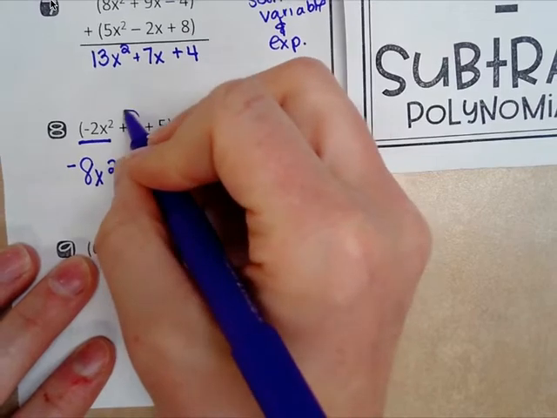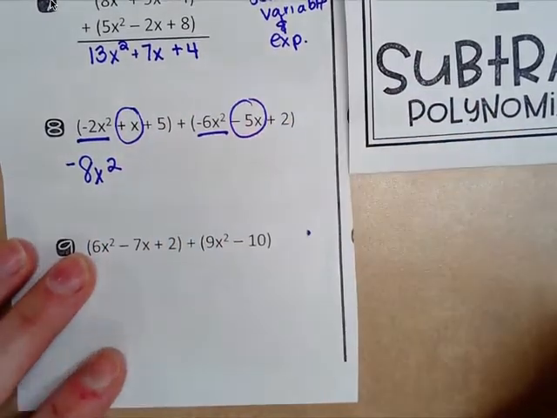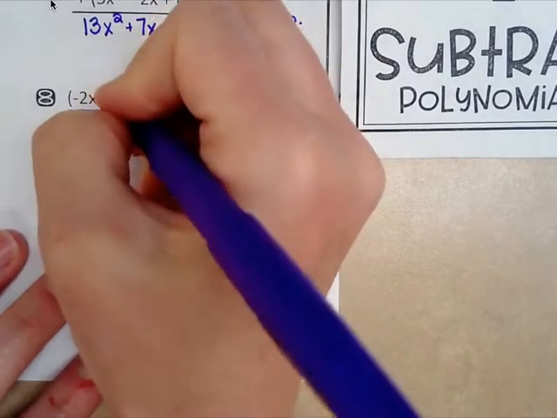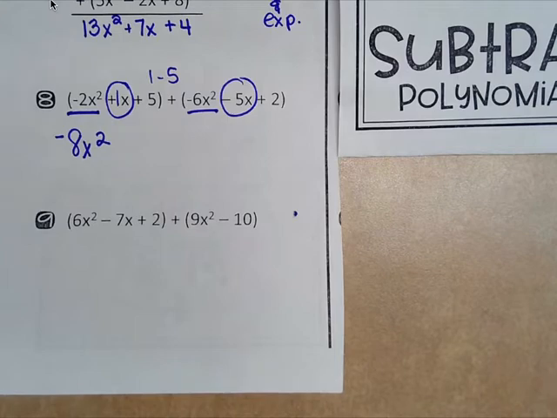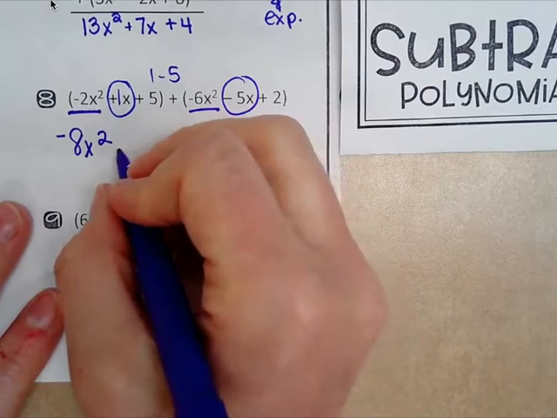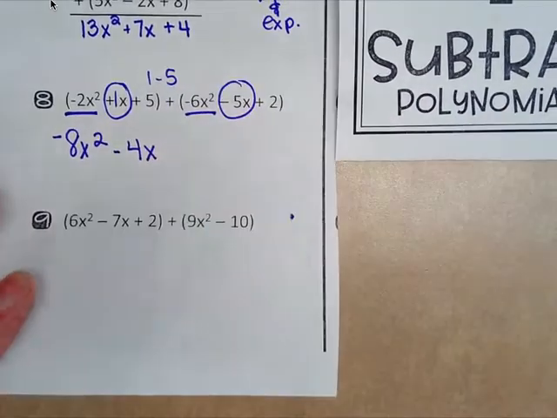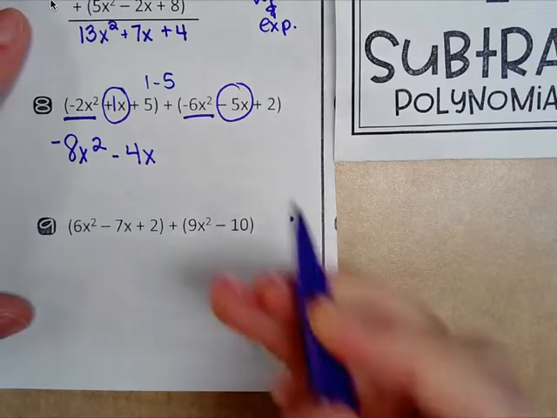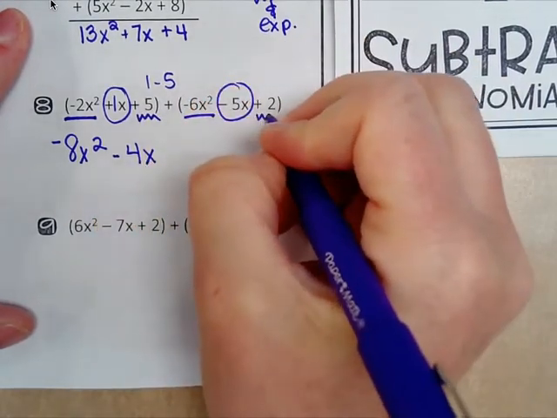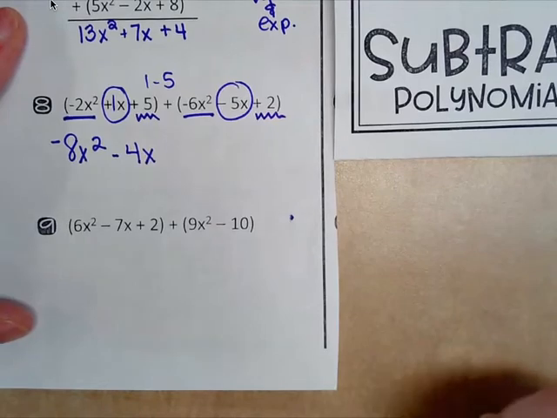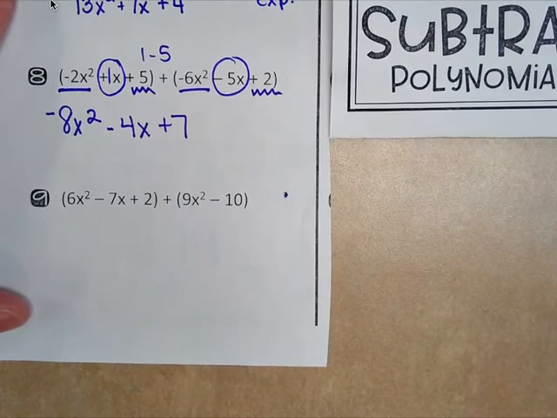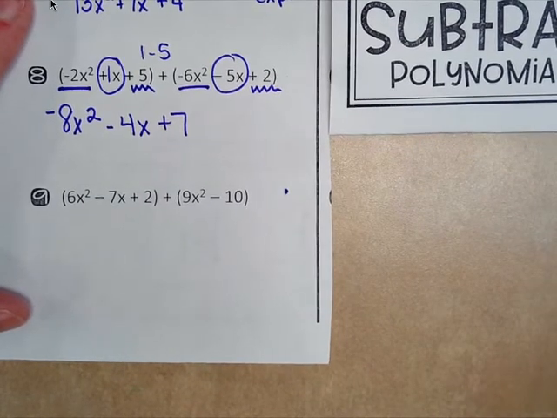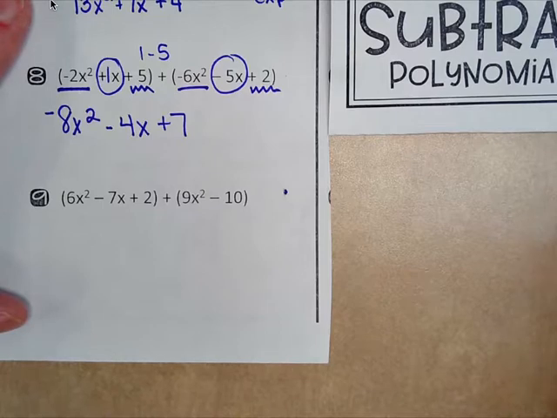And then positive x minus 5x. So that's like a 1, right? So it's 1 minus 5. If you need to, you can use your calculator and just do the operation, exclude the variable. So it'd be negative 4x. And then I have plus 5 plus 2. So 5 plus 2 plus 7. Okay, the last one on adding exponents. Go ahead and do that one on your own.